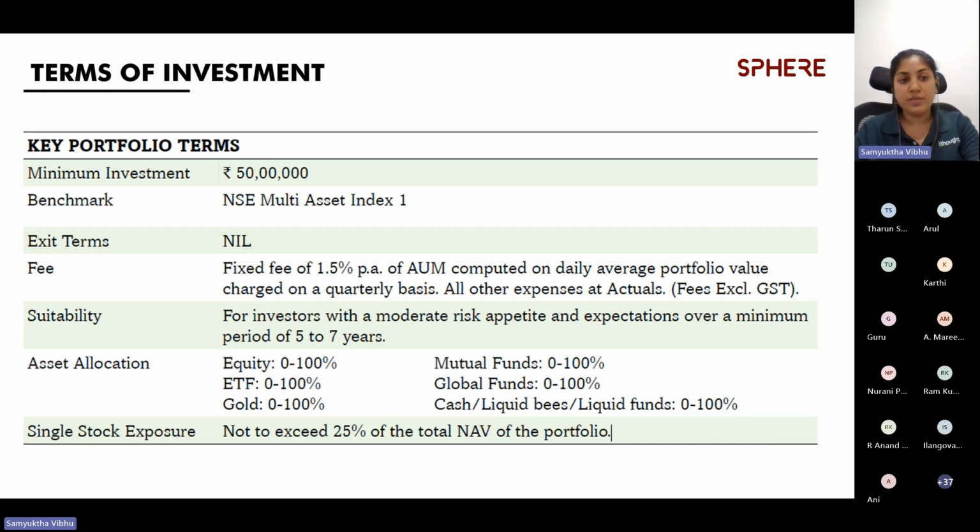So these are our key portfolio terms. We are a SEBI registered PMS, which means that by SEBI regulations, the minimum investment is 50 lakhs. Our benchmark is the NSE Multi-Asset Index 1. There is no exit load, and we charge a flat fee of 1.5%. We think that this product is actually going to work best for somebody who comes with a 5 to 7 year horizon, because that would allow them to experience a whole cycle of multi-asset investing and get a flavor of how investing works. We have a very flexible mandate where we can go 0 to 100% in any asset or instrument in terms of stocks, mutual funds, and ETFs. And in terms of concentration risk, we don't want to take a single bet beyond 25% of the portfolio.